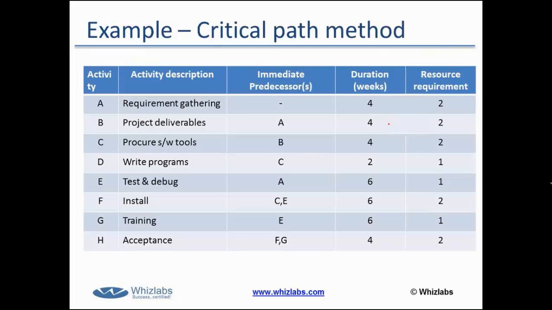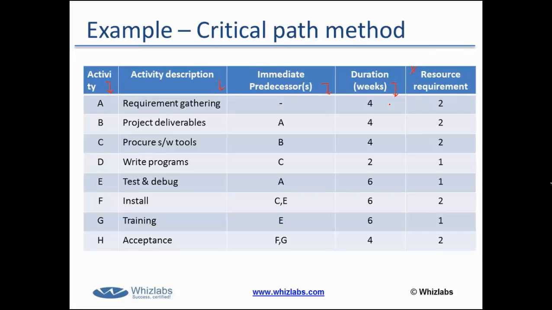Look into the table right now. We have an example wherein we are talking about various activities in this particular column. We have the activity description in this column. We have the immediate predecessor activities in this column. We have the duration in this column. We would not look into the resource constraint at this point of time because we are simply following the critical path method without accounting for the resource constraint. We would simply concentrate on one variable, that is the duration of these activities.